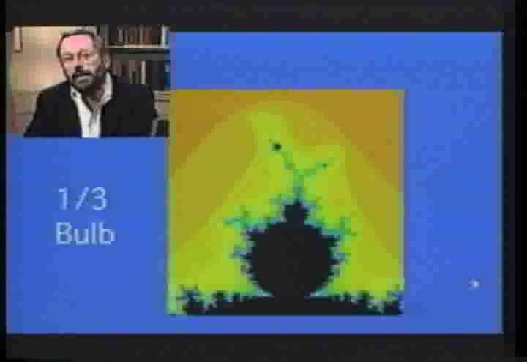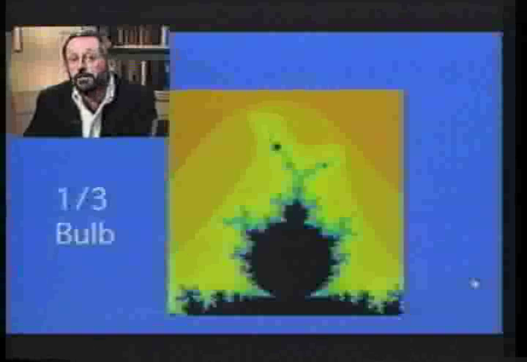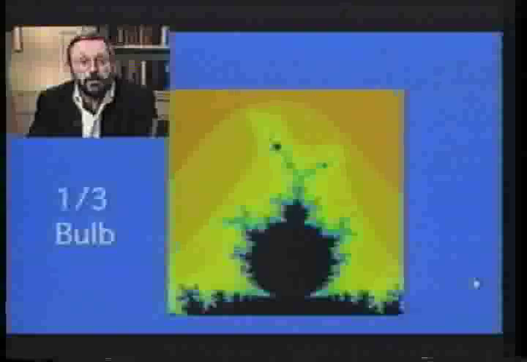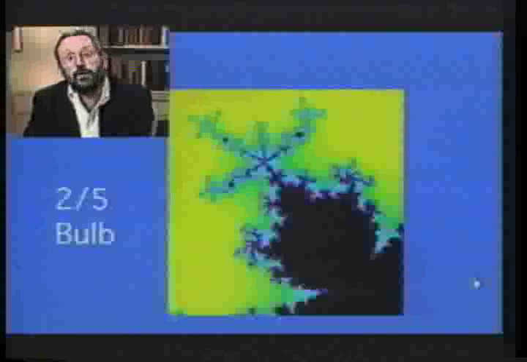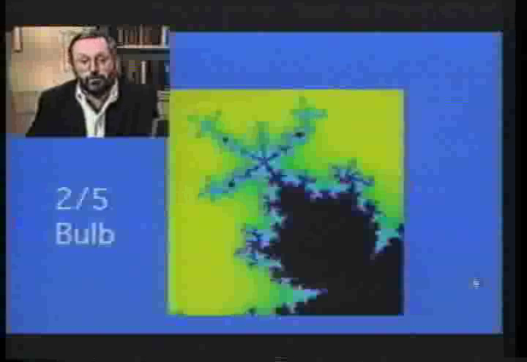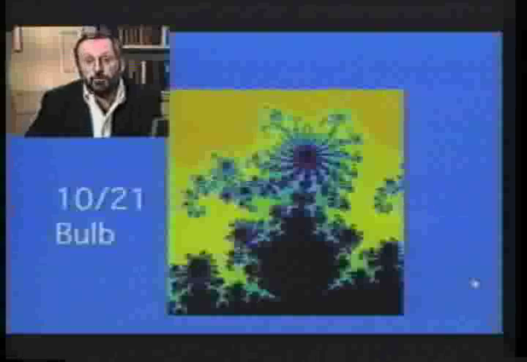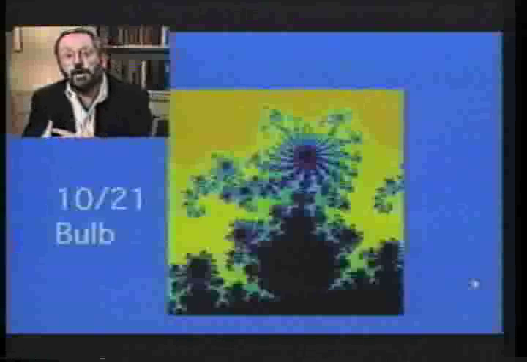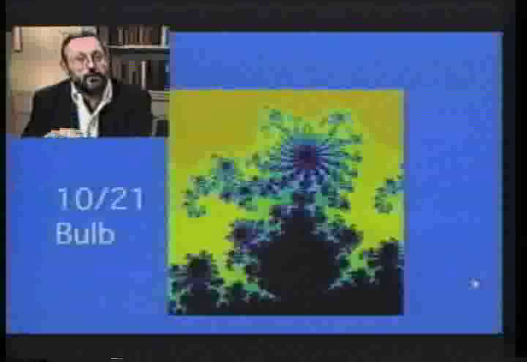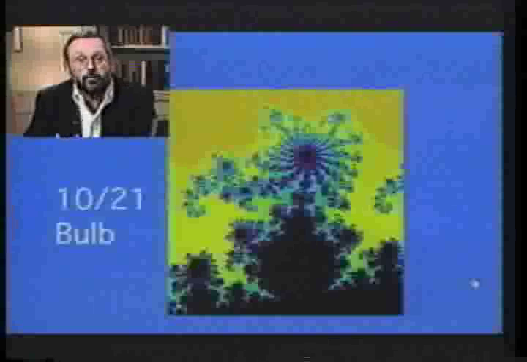Well, by the end of the hour, I hope that you'll recognize this decoration as being associated with the number 1/3. Here is the 2/5 decoration on the Mandelbrot set. Here is the 1/4 decoration, and the 6/13 bulb, and the 10/21 bulb. As you see, all of these decorations look very different, and they have their own mathematical meaning, which we're about to discuss.